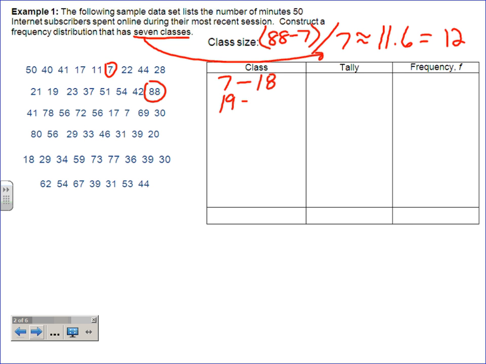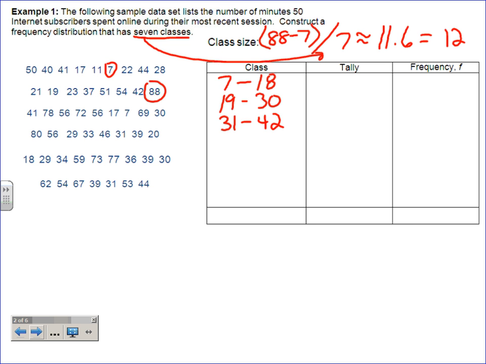If you add 12 to that, you get 2... or add 11 might be the better way, like I said. You get 30, okay, because they are 12 wide, because you've got 19, 20, and so forth and so on. And then just finish that up, 31 to 42. And how far do we have to go? We only have to go until we take care of our last number, which is 88, right? So are we going to hit 88 exactly?